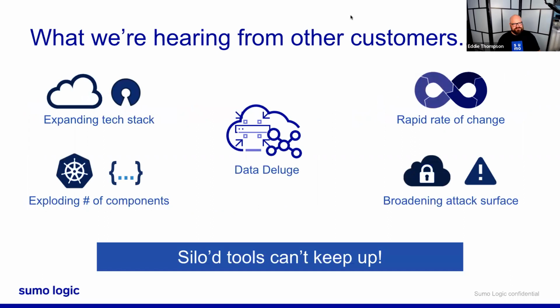So just to start off, a bit of a level set, some of the things we're hearing from other customers, some of the challenges that they're dealing with. They've got expanding tech stacks. Things are moving really quickly. Developers are picking up newer tools. There's a lot of stuff changing. Exploding volumes of application components, containerization, serverless, Kubernetes ephemeral components. There's just so many more things to deal with than your traditional three-tier app that we used to deal with.